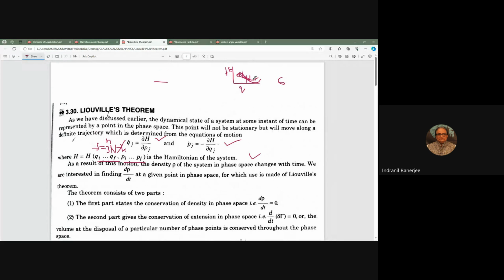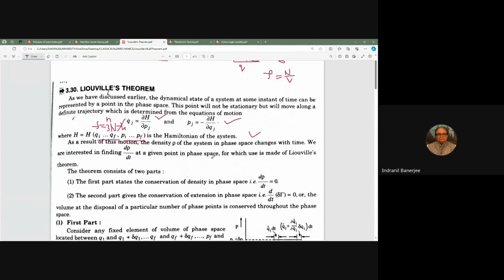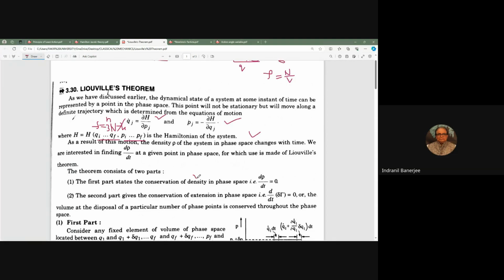Density here is actually number density: the number of phase points per unit volume, which may change. For this phase density rho, we have Liouville's theorem. According to this theorem, the first part, the main theorem, is the conservation of density in phase space.